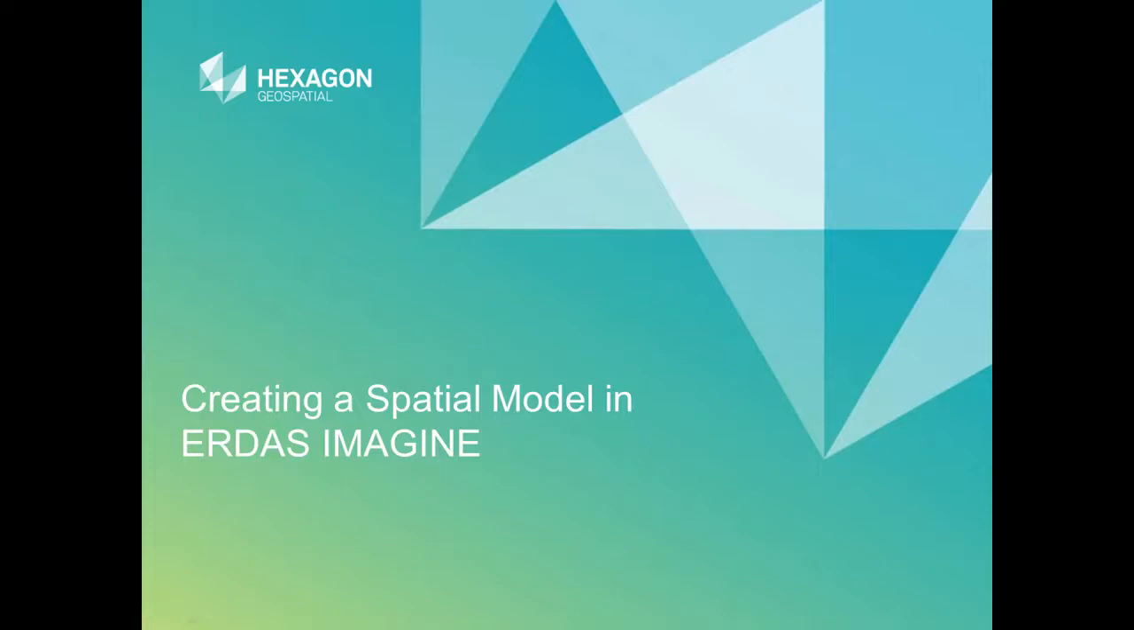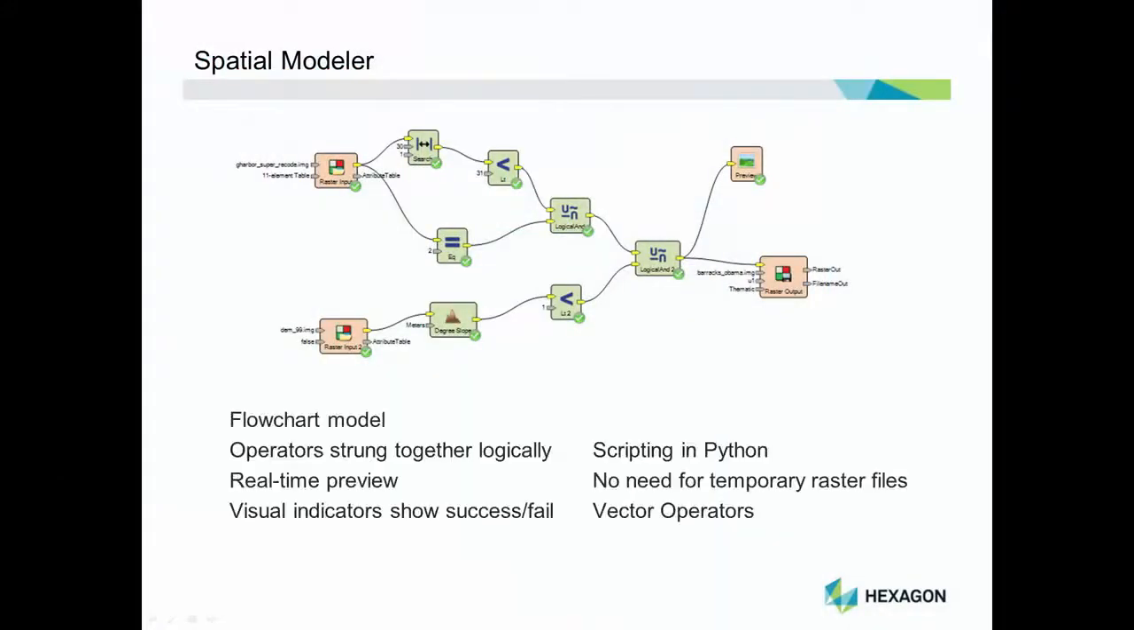In this module, you'll be introduced to the spatial modeler, understand its basic components, and finally build and execute a model. The spatial modeler allows you to build a flow chart that contains operators strung together logically to produce output results. Real-time previews and visual indicators allow you to inspect the model as it runs, easily find and correct errors, and see the results before running the model.